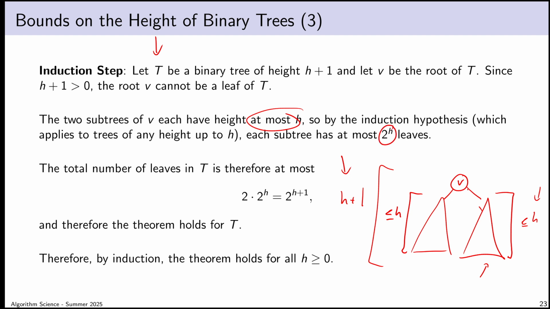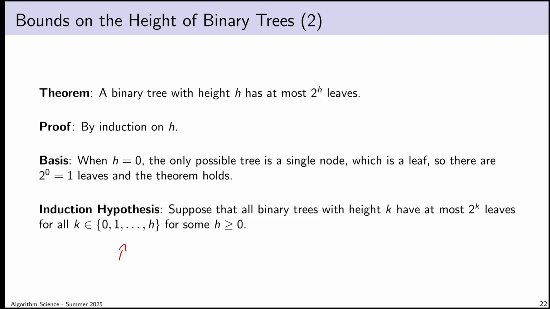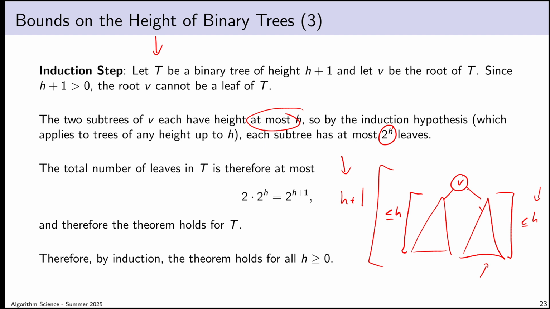It could have fewer than that. I guess I'm making the implicit assumption here that if the height is less than h, well then, so suppose the height is 2, well the number of leaves is at most 2 to the 2. But as long as 2 is less than h, then the number of leaves is less than or equal to 2 to the h. So each of my two subtrees has at most 2 to the h leaves.